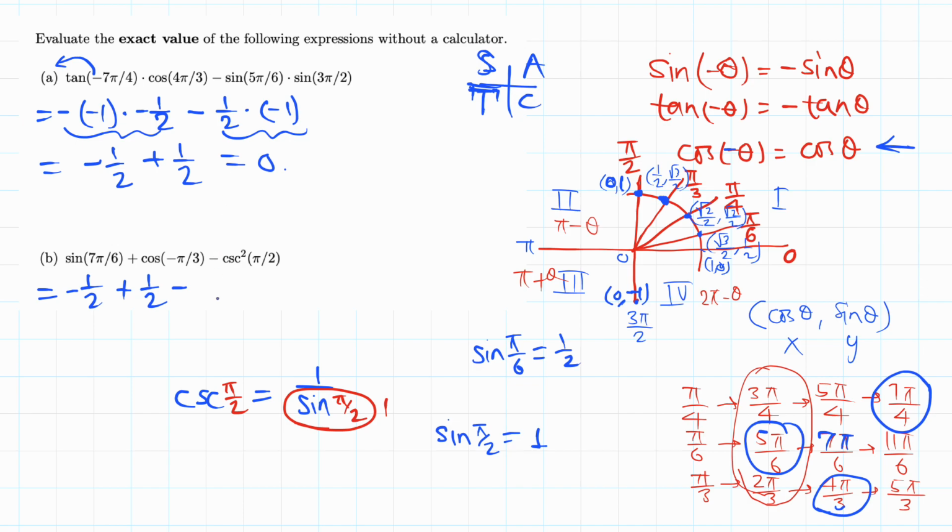Okay, so that's the negative, and it is squared. So cosecant pi over 2 is 1 squared. Negative 1/2 plus 1/2 cancel. Negative 1 squared is 1, with the minus in front. So the final answer is negative 1.